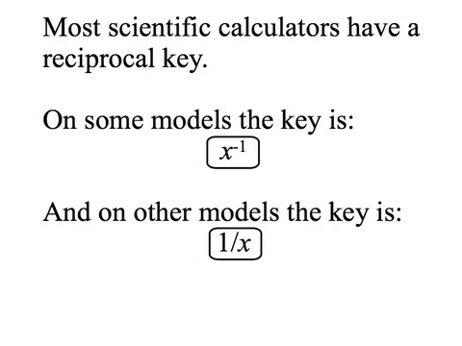Most scientific calculators have a reciprocal key. On some models, the key is x to the negative 1 power, and on other models, the key is 1 over x.